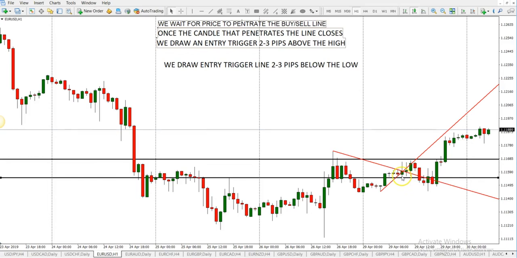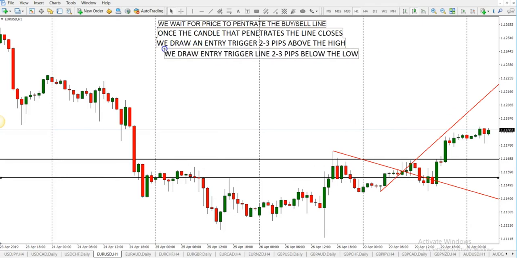Okay, entry trigger line. Once price hits that line, we enter a sell. Once price hits this line, we enter a buy. Okay, whichever one happens first.